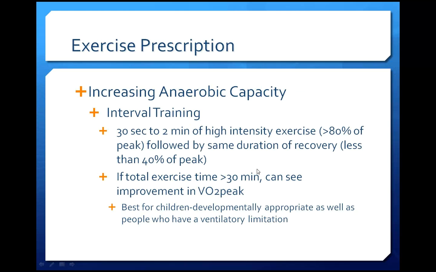Other techniques you could use for strengthening: when someone desaturates during any sort of exercise, their oxygen drops below 90%, and you just can't keep it in the 90s, interval training is a viable option. There is evidence out there that interval training is effective. So you want to do 30 seconds to 2 minutes of high intensity exercise, followed by the same duration of recovery at about 40% of their peak heart rate. And if you have done exercise for greater than 30 minutes, you can see an improvement in their peak oxygen uptake. This is good for children.